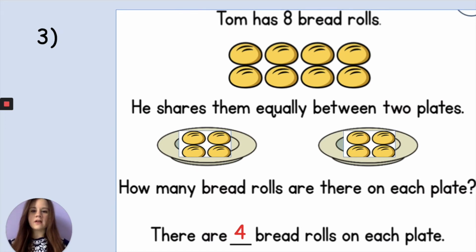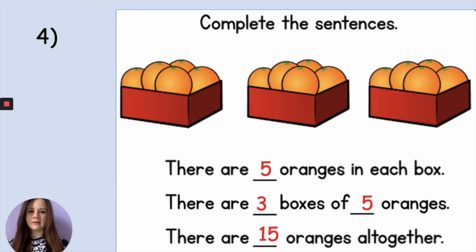Tom has 8 bread rolls. He shares them equally between 2 plates. How many bread rolls are there on each plate? There are 4 bread rolls on each plate. Well done if you got that one correct too.